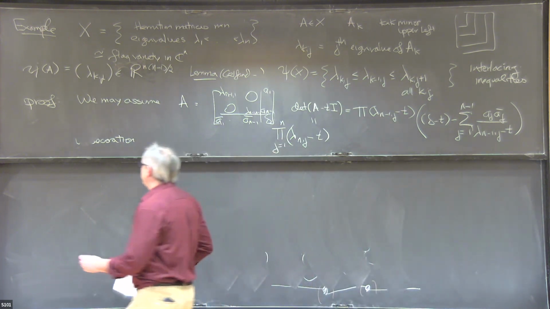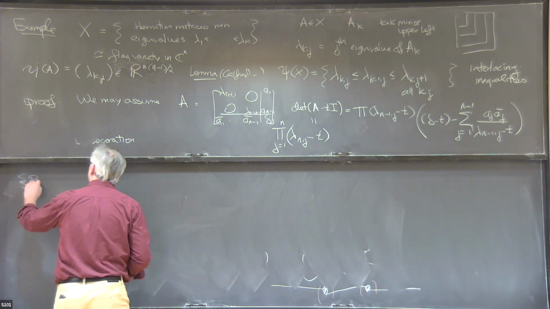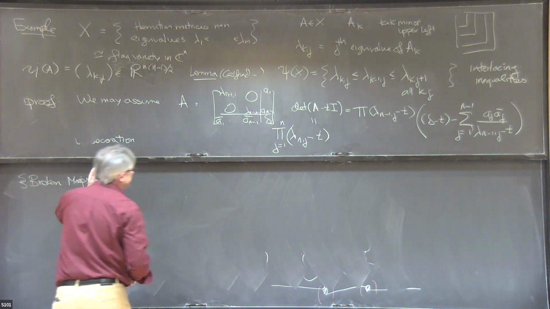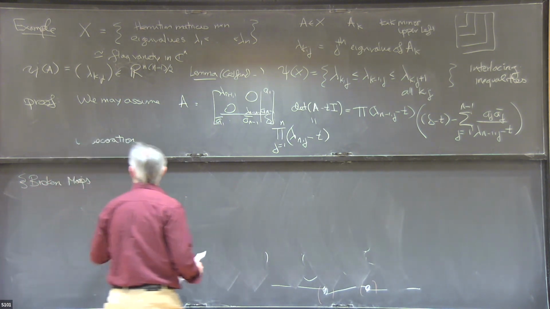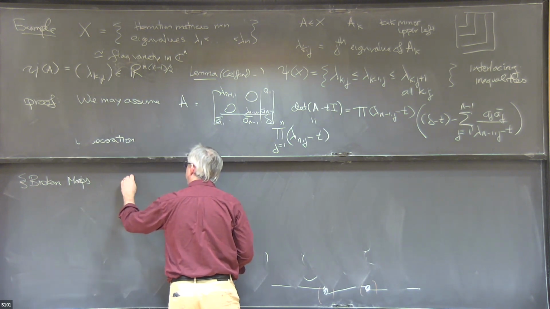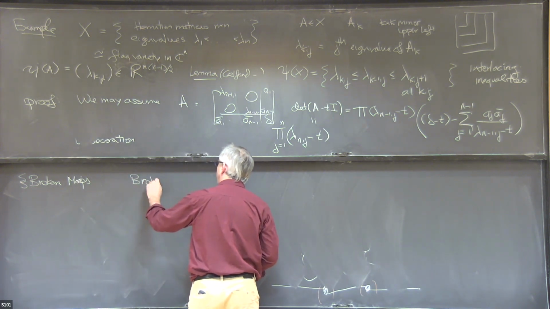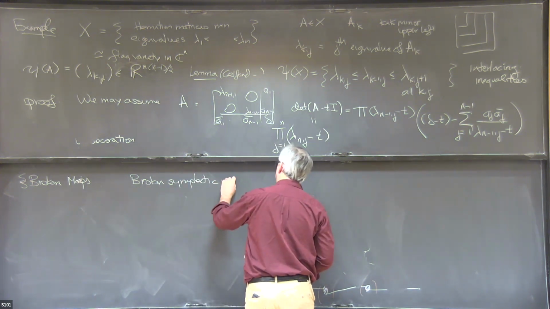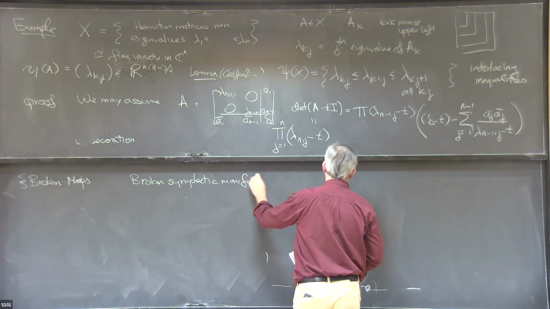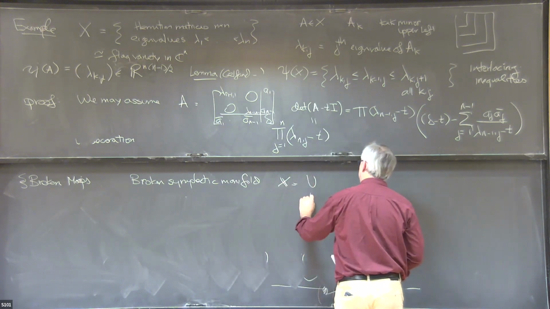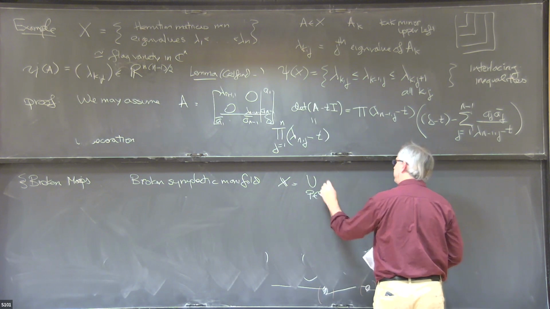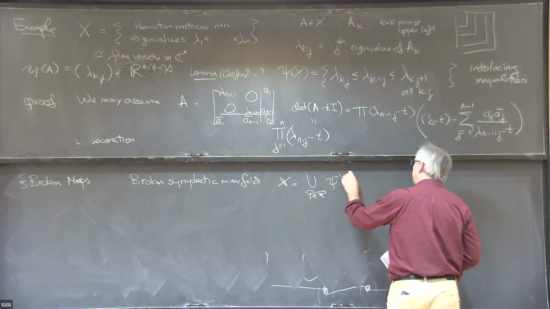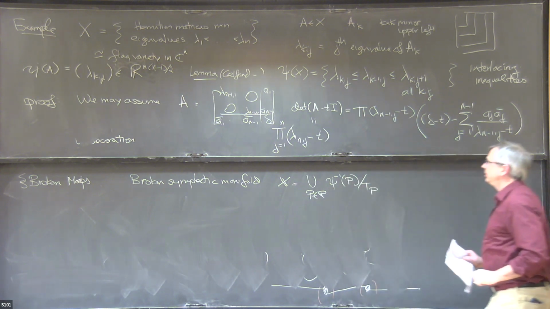So let's talk about what sort of degenerations we're considering. The broken symplectic manifold associated to this data is the union over all p's in this decomposition. I take psi inverse of p and I divide by T_P.